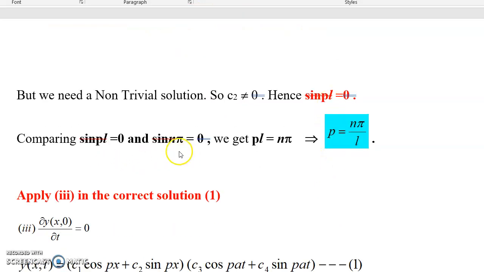And remember sin n pi is 0. So comparing sin PL equal to 0 and sin n pi equal to 0, what you have is PL equal to n pi, or P equal to n pi by L. So this is the second result.